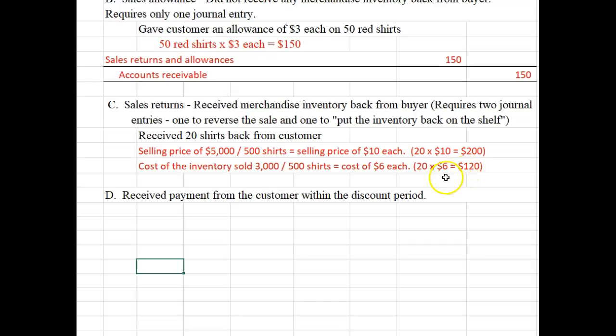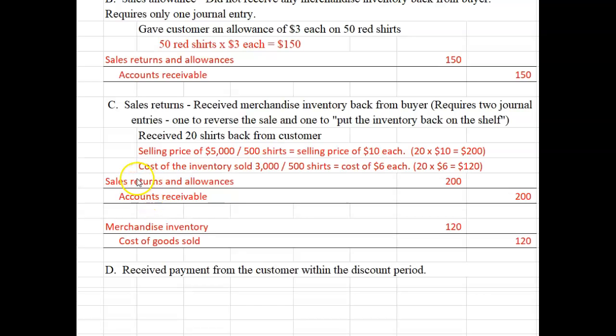See if you can write those two journal entries. Pause the video, write the journal entries, then start the video again to check your work. The first journal entry is to debit sales returns and allowances for $200 and credit accounts receivable for $200. The second journal entry is to debit merchandise inventory for $120, the cost of the inventory that the seller received back, and credit cost of goods sold for $120, because we had recorded the entire $3,000 as cost of goods sold, but now we didn't sell 20 of those shirts, so we have to reduce the cost of goods sold by $120.